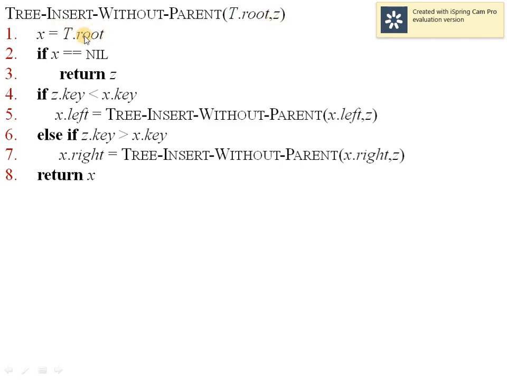And again, since root cannot be updated, we have to take a temporary pointer x in order to traverse the binary search tree. Again, if root is equal to null, we are simply returning the new node z. But if x is not equal to null, then we have to compare the key values of the node and the new node to be inserted. Accordingly, we have to update either the left pointer or the right pointer. Because if the new value to be inserted is less, definitely the left pointer will be updated. And if the new key value to be inserted is greater, then the right pointer will be updated. So the procedure is simple.